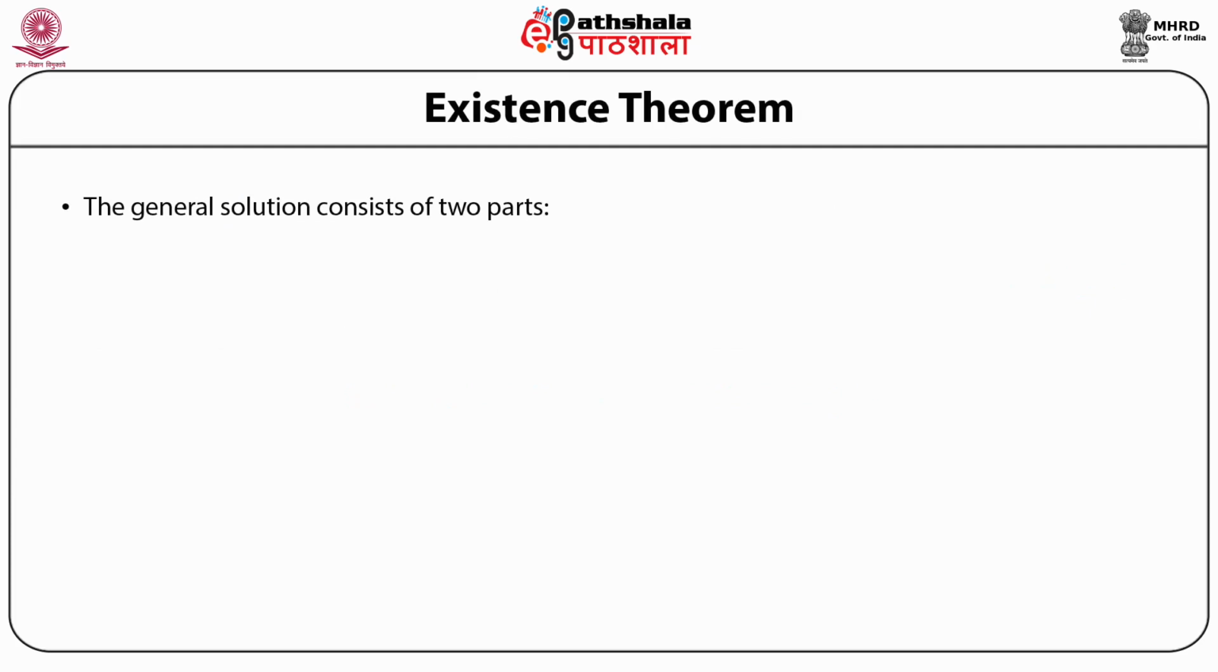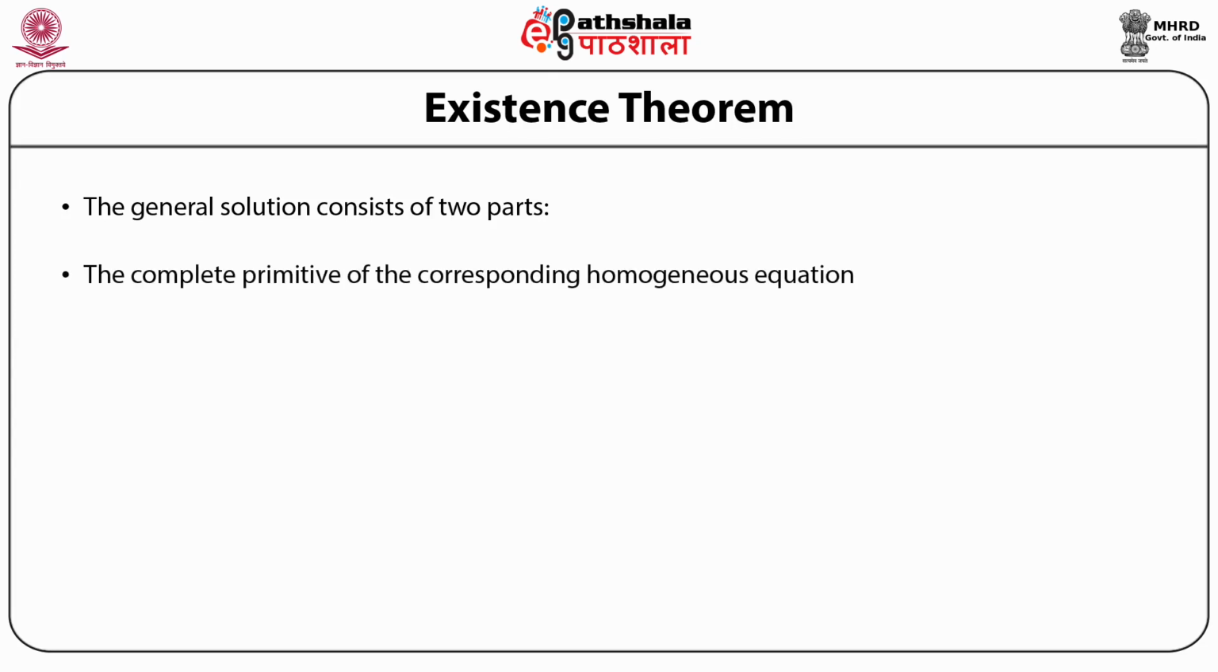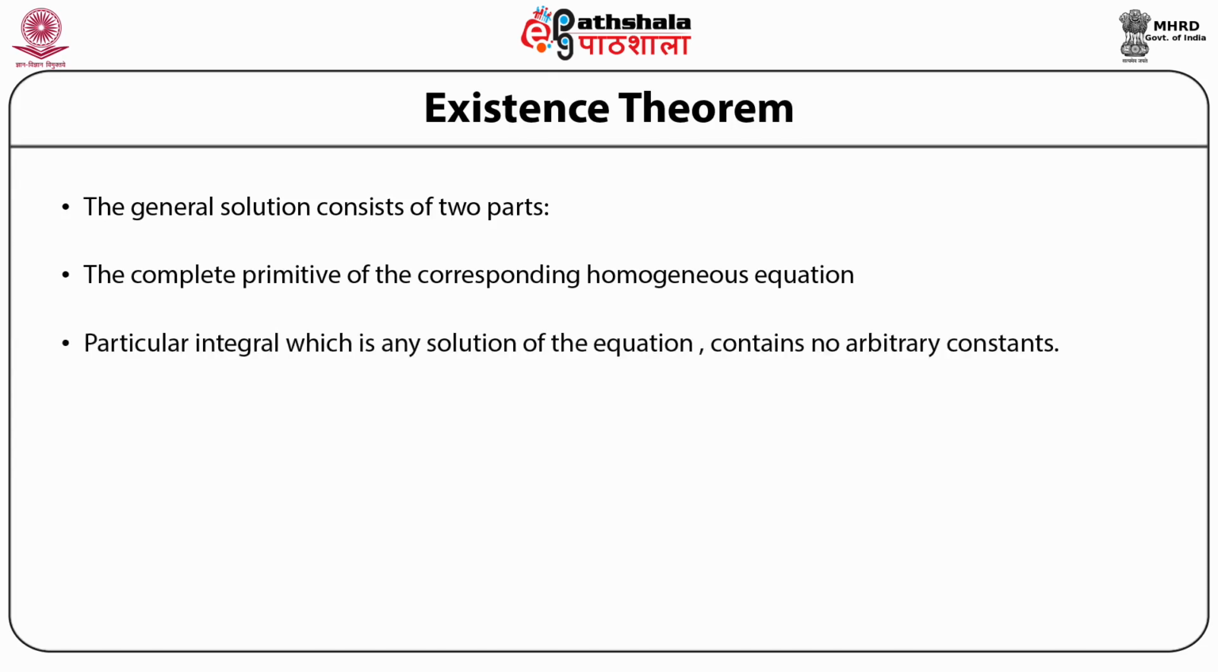The general solution consists of two parts. First, the complete primitive of the corresponding homogeneous equation. Second is the particular integral, which is any solution of the equation and contains no arbitrary constants. We now refer to some examples from second order equations.